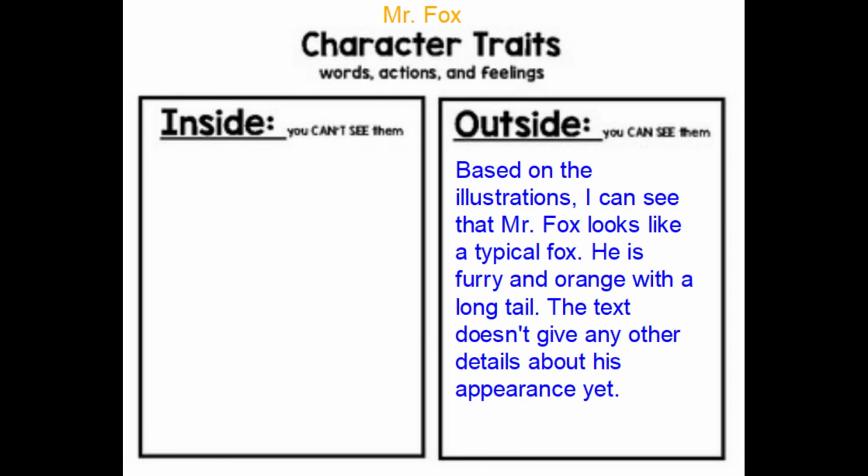So the first thing I did was I started with the outside traits because those are really the easiest ones. I said that based on the illustrations, I can see that Mr. Fox looks like a typical fox. He is furry and orange with a long tail. The text doesn't give any other details about his appearance yet. So I had to go based on the illustrations and the cover image to come up with my description of what he is like on the outside, his physical traits. Now, please bear in mind, physical traits are not nearly as important as inner traits, the personality traits. Let me fill out that box and let's see how I did it and what evidence I used.